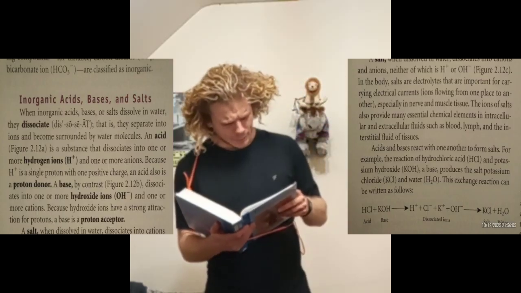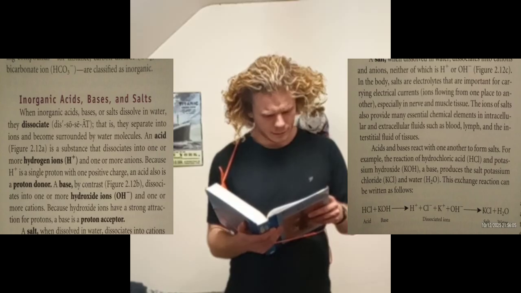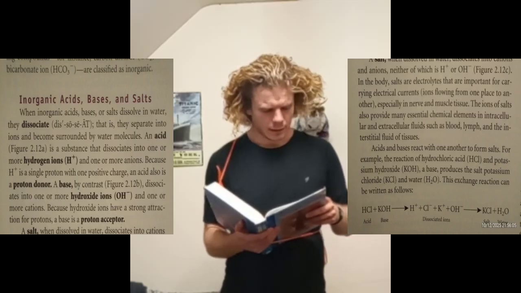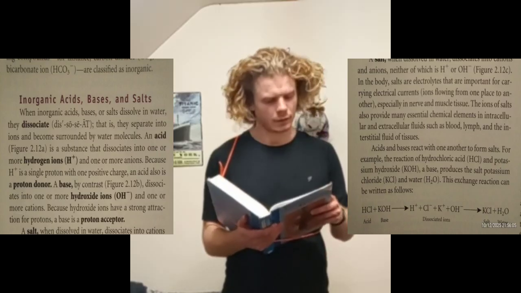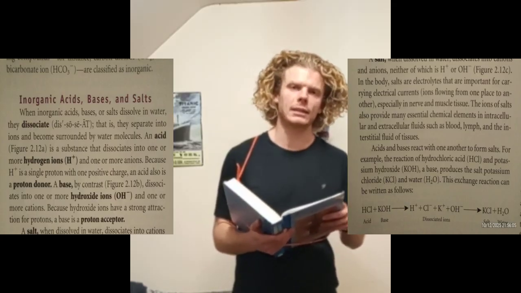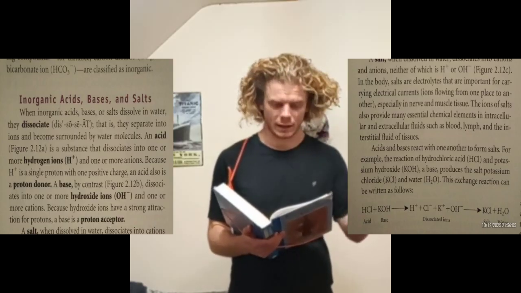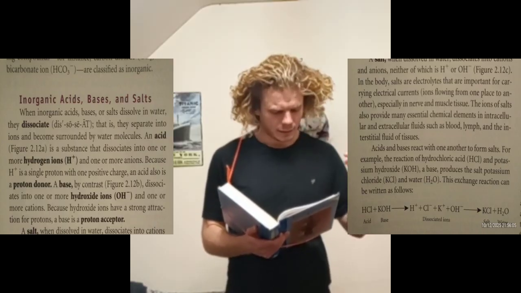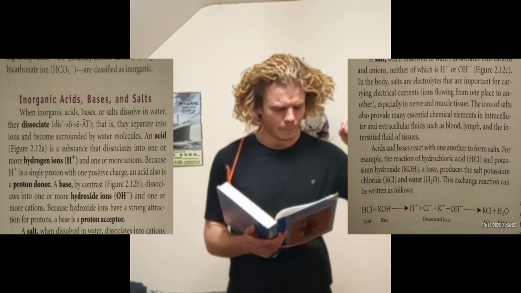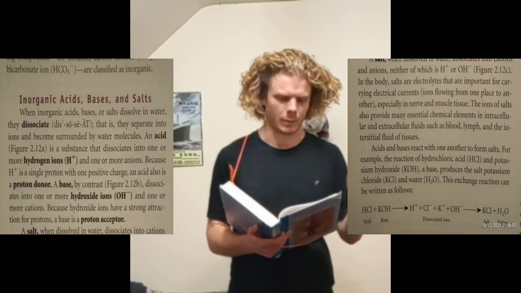An acid is a substance that dissociates into one or more hydrogen ions and one or more anions. I don't really know what an anion is. Okay, that is interesting, acid seems to have a definition. An acid seems to be a substance which, when it dissolves or dissociates, becomes one or multiple hydrogen ions and also anions somewhere, somehow.